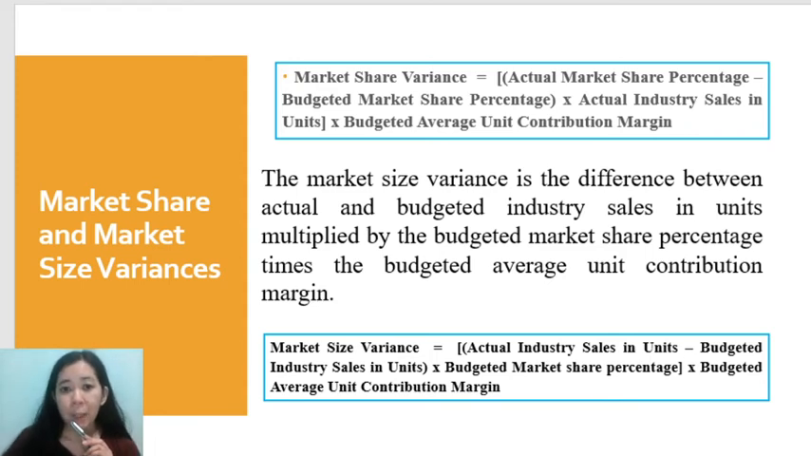The market size variance is the difference between the actual and budgeted industry sales in units times the budgeted market share percentage times the budgeted average unit contribution margin. So these are our two formulas for the market share and market size variances.